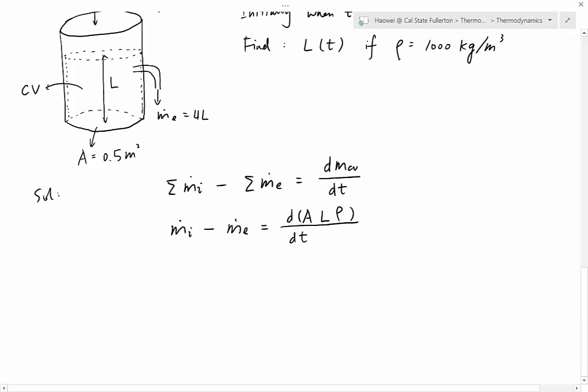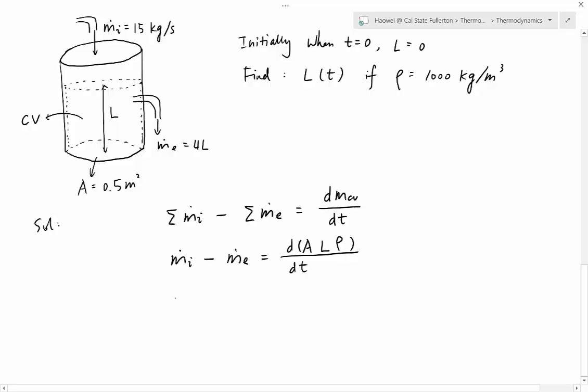Okay, so let's plug in m dot I. M dot I is equal to 15 kilograms per second, SI unit, minus m dot E. M dot E is 4 times L. And take a look at the right hand side. Capital A, the cross-sectional area, is a constant. What about rho? The density of the liquid is also a constant. So if those two are constants, you can pull them out. It becomes A times rho. What is left is dL over dt.